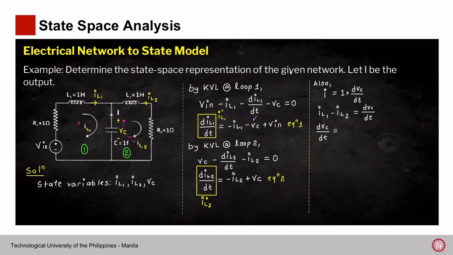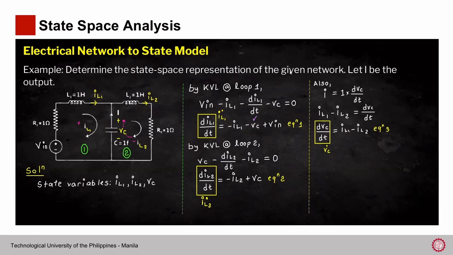So this is nothing but IL1 minus IL2. Okay, guys? All right. So ito na ngayon yung equation 3 natin, guys. So this is equation 3. And that's what we need actually, no? So we just need this one also because ito na yung derivative ng third state variable mo. So ito yung VC dot natin. That is the VC dot, okay?